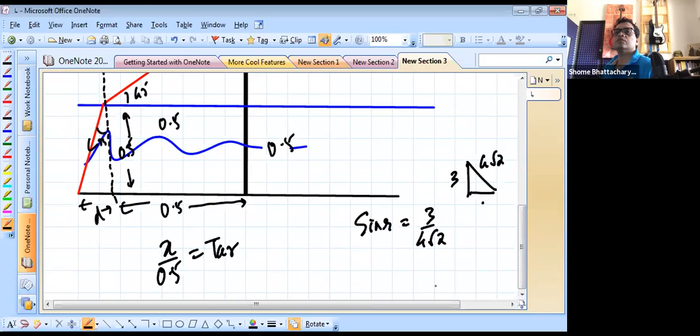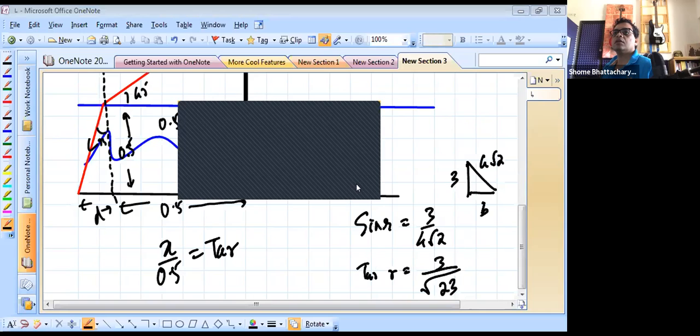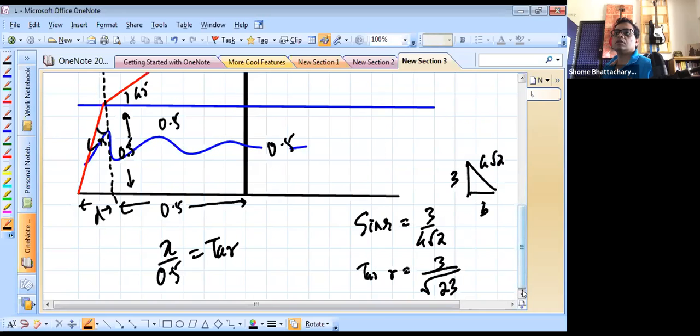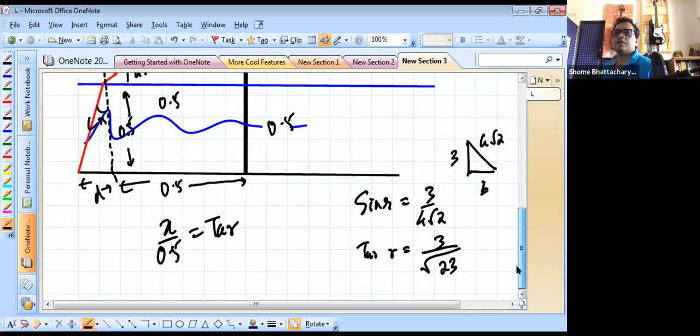So how much is this side now? Okay, so tan r is 3 upon square root of 32 minus 9. 32 minus 9 is how much now? 23. Okay, so you can just check my calculation, but something like this. So tan r you substitute now, you'll get the value of x, and then your length of the shadow will become 0.5 plus x.